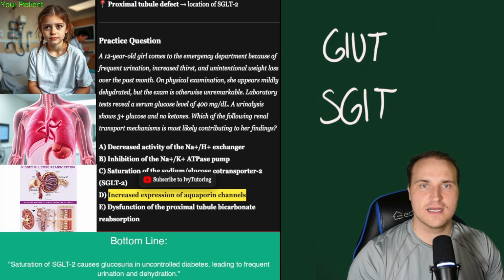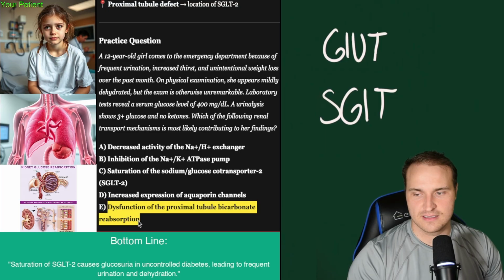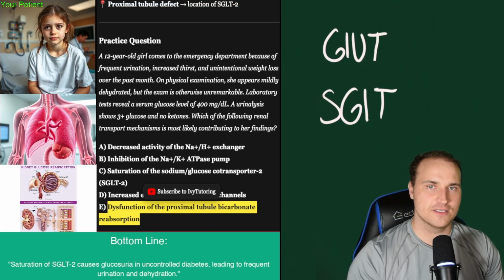D, aquaporin stuff. That's in the collecting duct stimulated by ADH. Nothing there. Dysfunction of the proximal tubule by carbonate reabsorption. That's seen in Fanconi syndrome or acidosis compensation, no link to hyperglycemia or glycosuria.